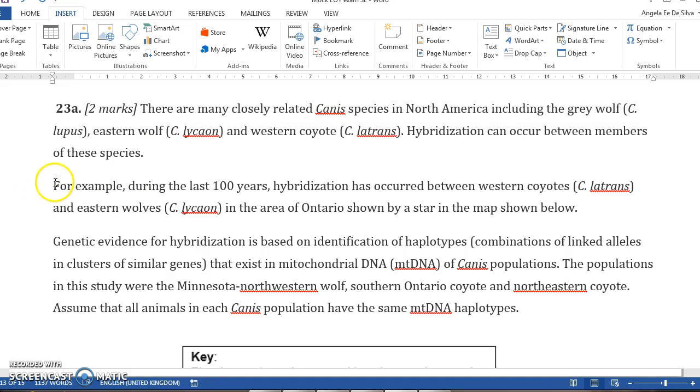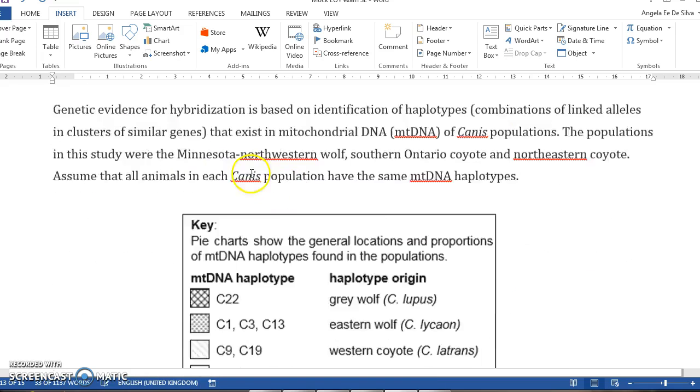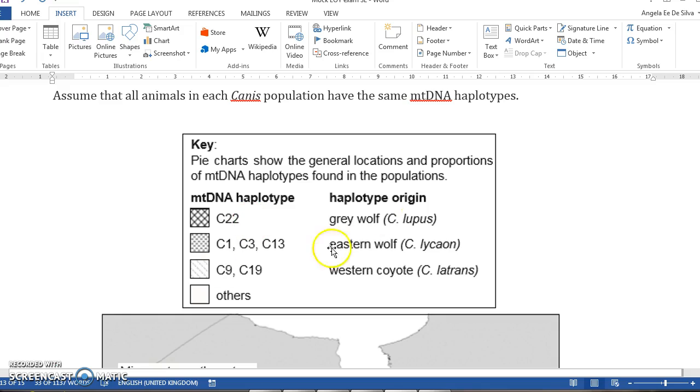But the fact that they put here, for example, "during the last 100 years," actually could have told us that these are the origin species. And in the origin species, they carry mitochondrial DNA haplotypes. The type C22 is found in grey wolf. C1, C3, C13 is found in eastern wolf. C9, C19 is found in the western coyote.